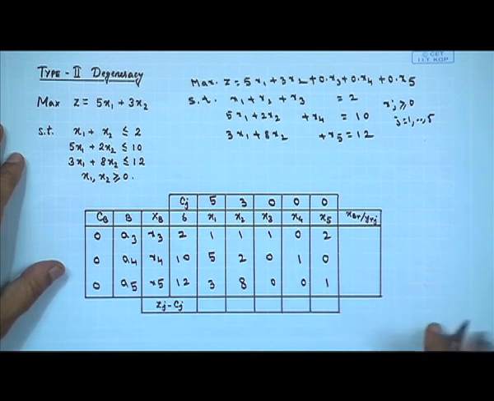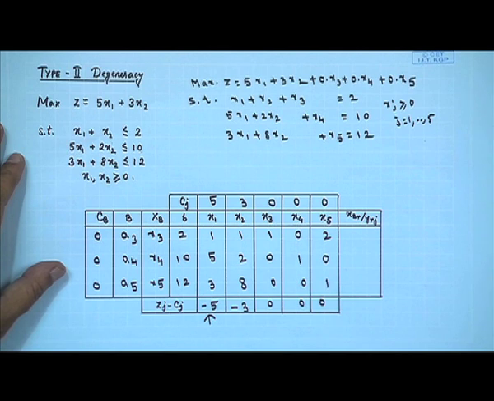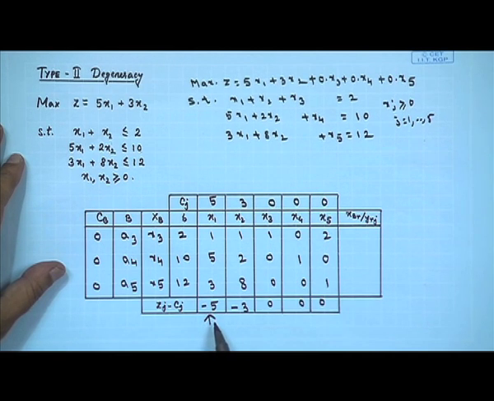So again you calculate Zj minus Cj. This will be Cb into B, all are 0, minus 5. This will be minus 3, 0, 0, 0. So the most negative is this column, that is, x1 will be the entering vector in this case.